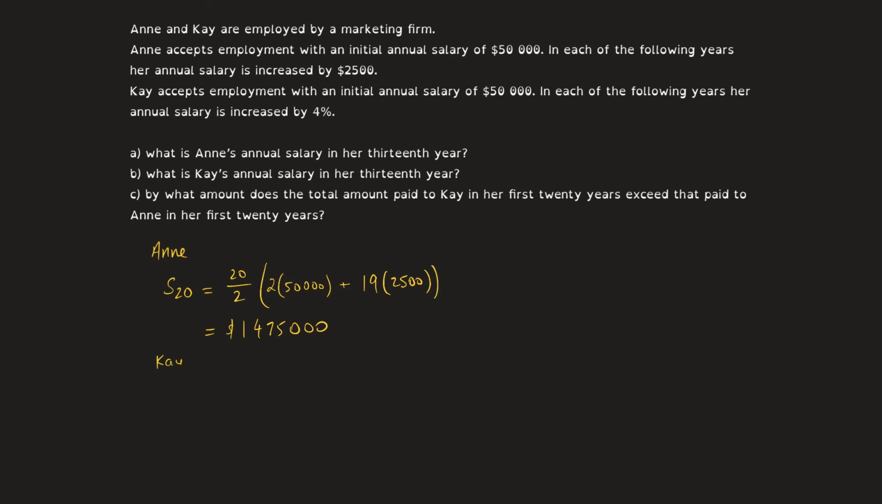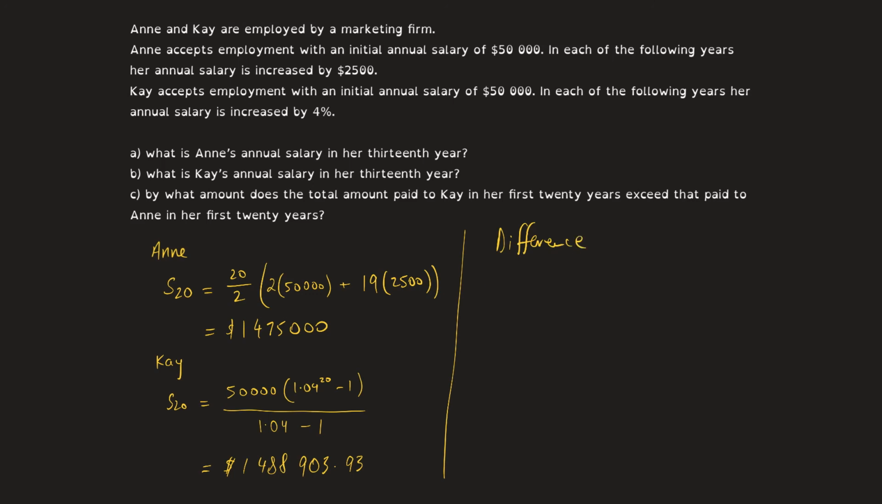Now let's look at Kay, and we're looking at the sum of a geometric progression now. So the sum of 20 is a, 50,000, times (1.04 to the power of n, which is 20, minus 1) all over r minus 1, so 1.04 minus 1. And to the nearest cent, that's going to work out to be $1,488,903.93.